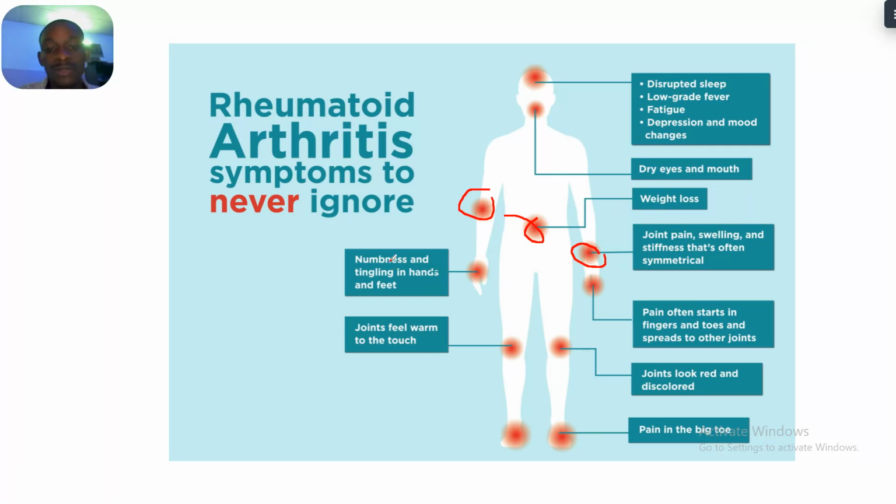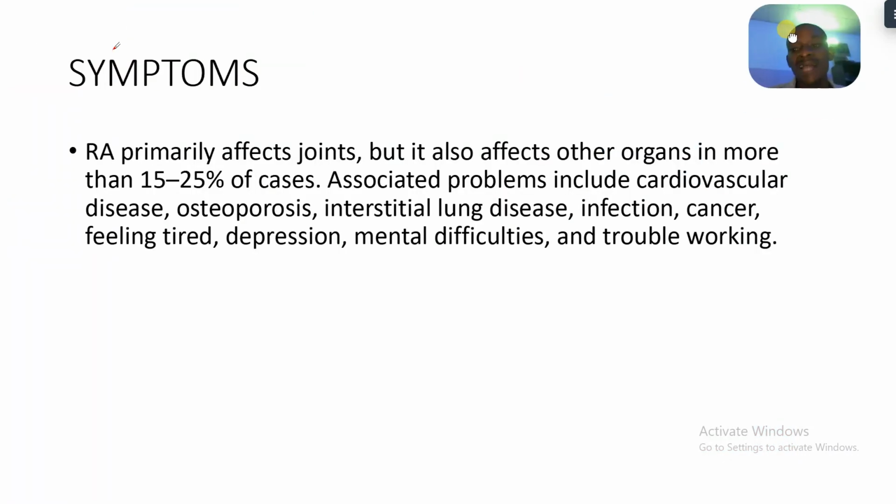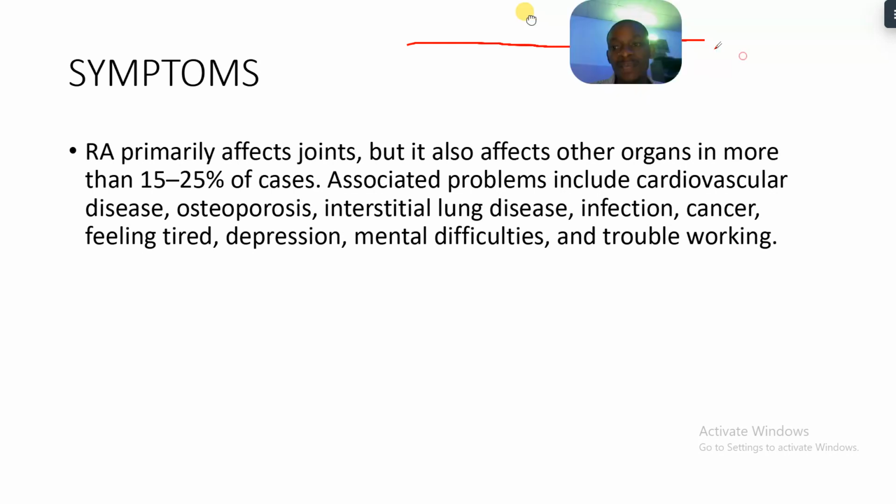Numbness and tingling in hands and feet, joints feel warm to touch, disrupted sleep, low-grade fever, fatigue, depression and mood changes, dry eyes and mouth, weight loss. Joint pain, swelling and stiffness are often symmetrical. Pain often starts in the fingers and toes and spreads to other joints. Joints look red and discolored too. There's also pain in the big toe. Those are the symptoms from the picture.